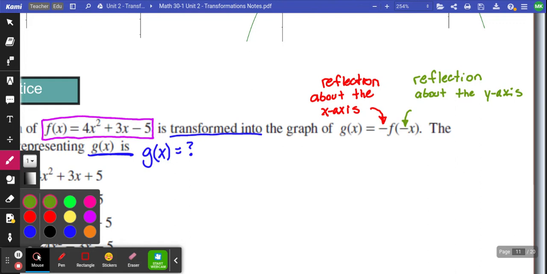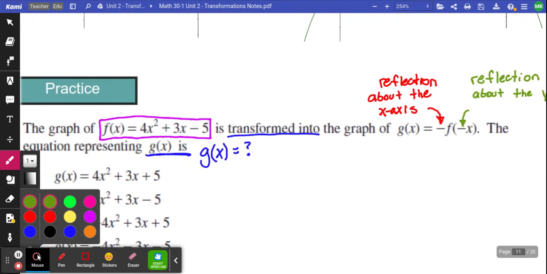Okay, they don't give us a graph, so we can't do anything about that. But it's good to understand what those two negatives are doing and what they mean. Mathematically, what they mean is that you take your function, this is my function, 4x squared plus 3x minus 5. That's my function. There's two things happening here. Thing number one is in red.